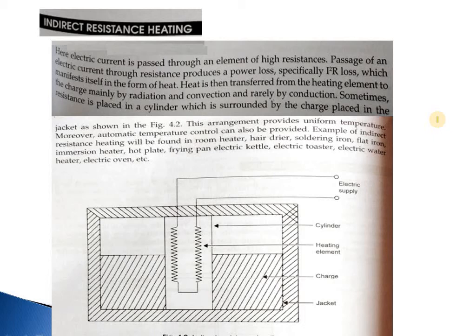So, mainly I squared R loss acts in the picture in case of indirect resistance heating or any kind of resistance heating. The main fact is the I squared R loss, and this power consumption is utilized here. So, in case of indirect resistance heating, the same factor is utilized.